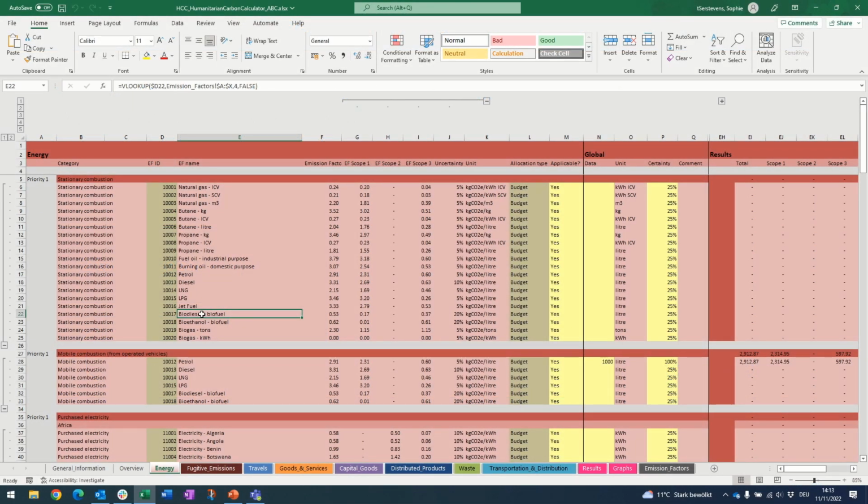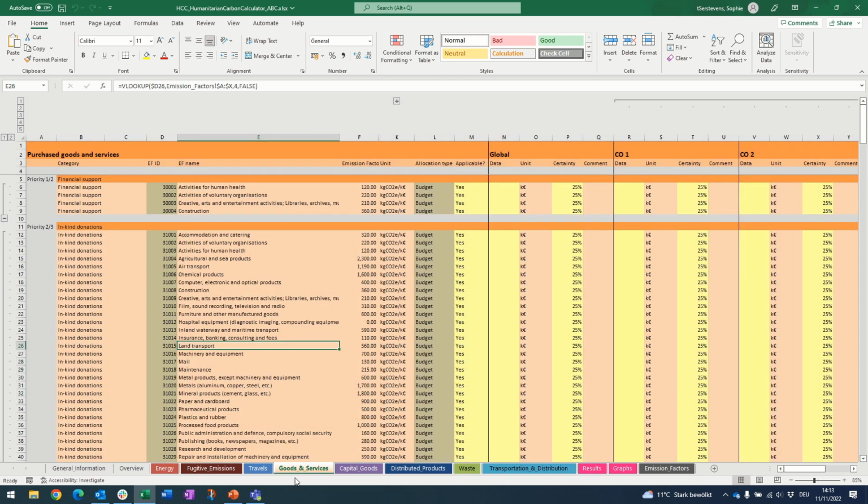So let's have a look at the Humanitarian Carbon Calculator tool. I'm now in the Energy tab, and this is where you will find the mobile combustion emissions category. So as explained, you have here different emissions factors for different fuel types.